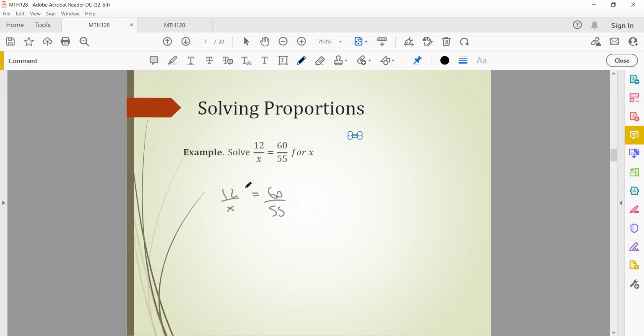So you just take this left side and flip the top and the bottom, and you take the right side and you flip the top and the bottom, and it still gives you the same equivalent proportion as long as you flip both sides. So you get x over 12 equals 55 over 60. And then at this point, you've basically reduced it to what you kind of previously had.